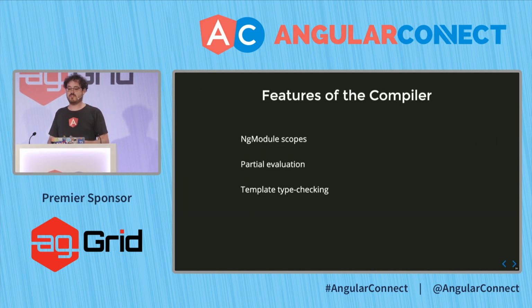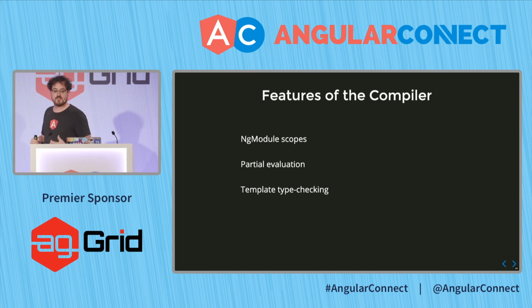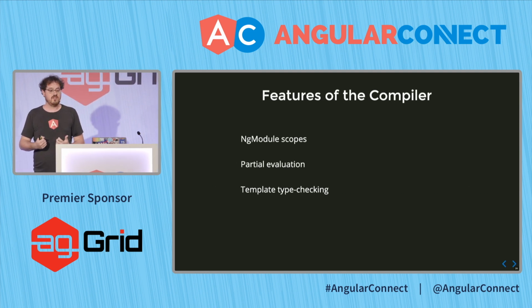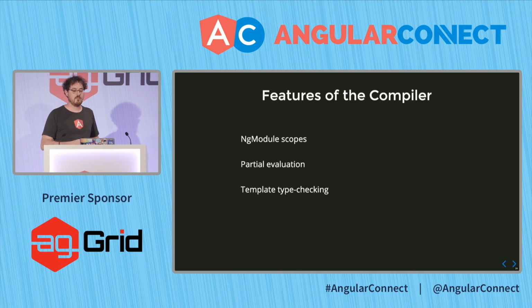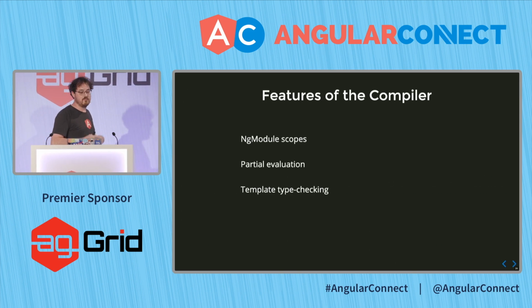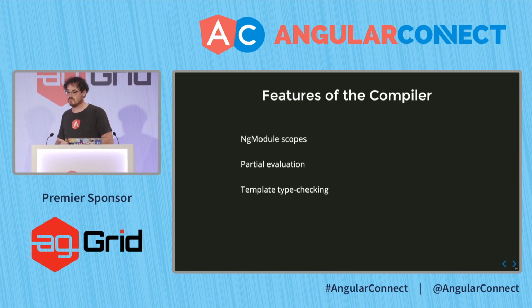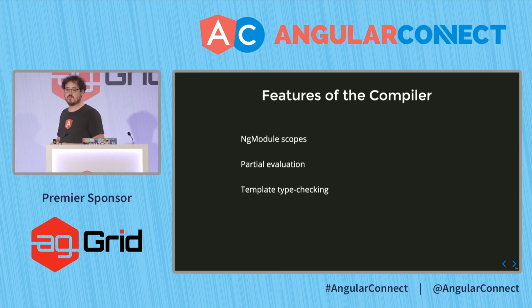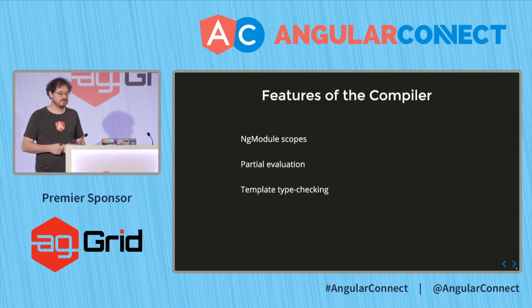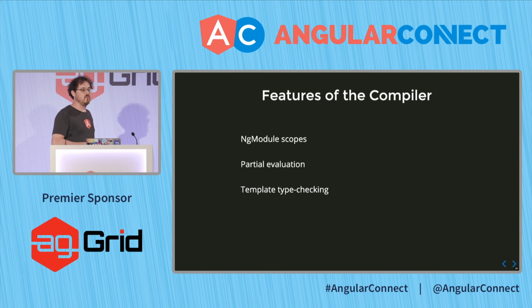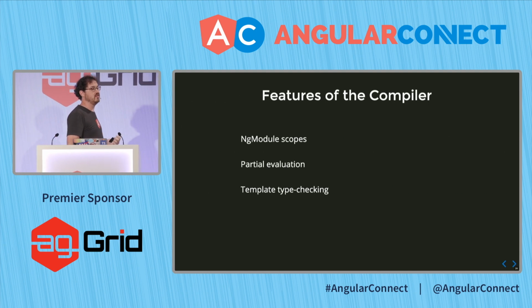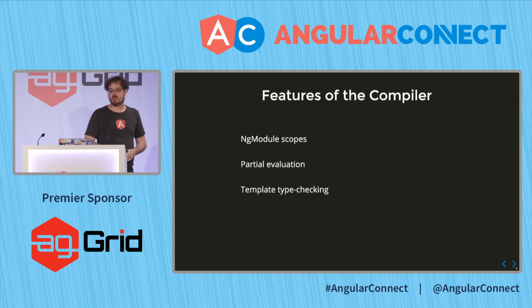So now we're ready to dive a little bit deeper into some of the things that the compiler actually does in the course of building your applications and libraries. And I picked a couple different features that I want to talk about that I think you'll find interesting. We're going to talk about NgModule scopes and what they are. We'll talk about this thing called partial evaluation. And finally, we'll go into some detail about how we actually check the types of expressions within your templates.